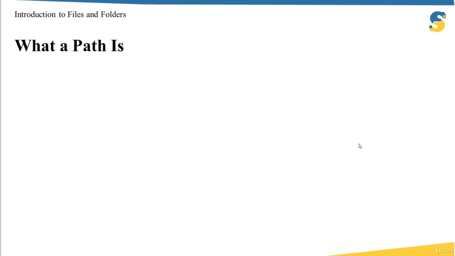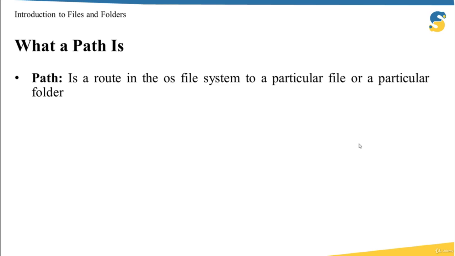The last concept, and one of the most important concepts that you have to be familiar with and understand very well, is path. What is the meaning of path? Simply, a path is a route in the OS file system to a particular file or a particular folder. So it's like the way that will guide me to the file or to the folder. So we have a path for a file and a path for a folder.